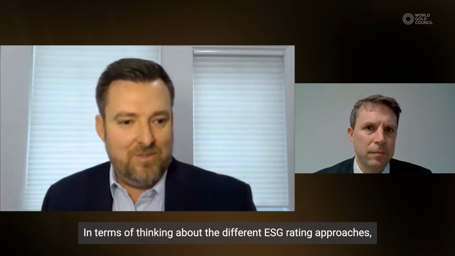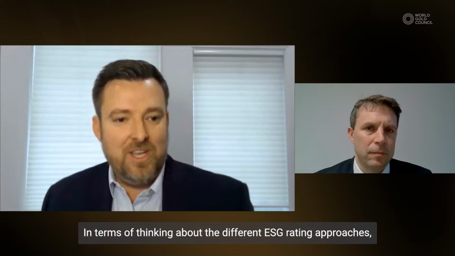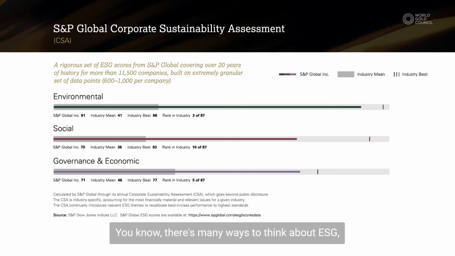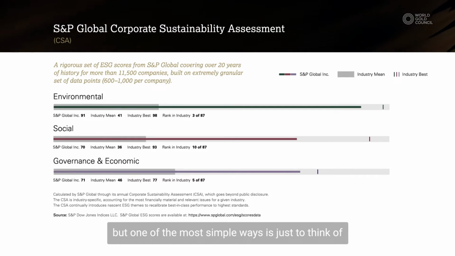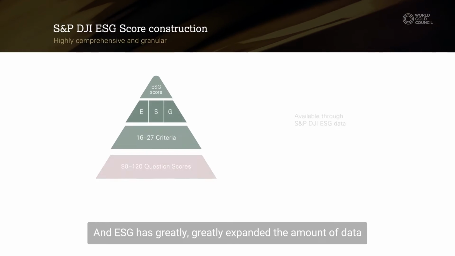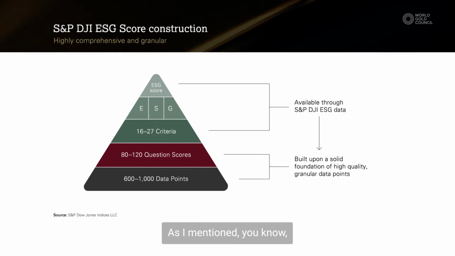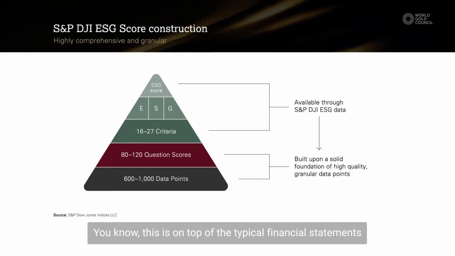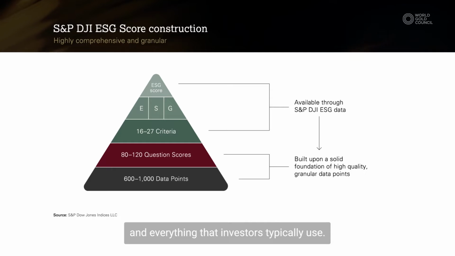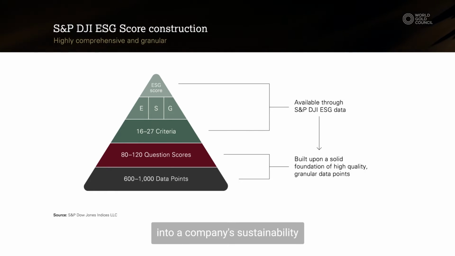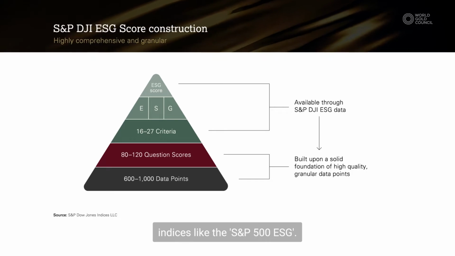In terms of thinking about the different ESG rating approaches, our approach is to engage with companies through our corporate sustainability assessment and to take as much information as we can. There's many ways to think about ESG, but one of the most simple ways is just to think of applying more data to the investment process. And ESG has greatly expanded the amount of data that is applied to the investment process. As I mentioned, 600 to 1,000 data points we collect from companies. This is on top of the typical financial statements and everything that investors typically use. So with this huge amount of data, this gives us a view into a company's sustainability and allows us to do those rankings and to figure out whether they should be in indices like the S&P 500 ESG.